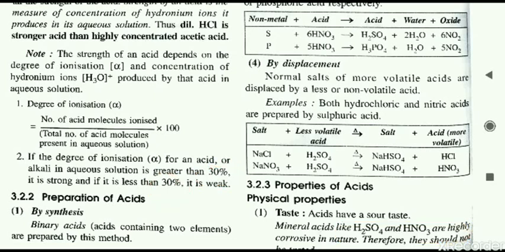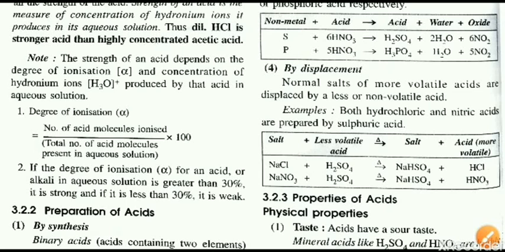We have already seen that weak acids are the organic ones. Strong acids are the mineral acids like HCl, H2SO4 and so on. That is all for the classification of acids. We have seen the different types of acids. The next topic, the preparation of acids and their properties, we will be covering in the next video.